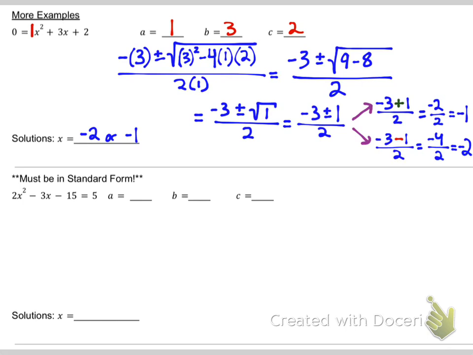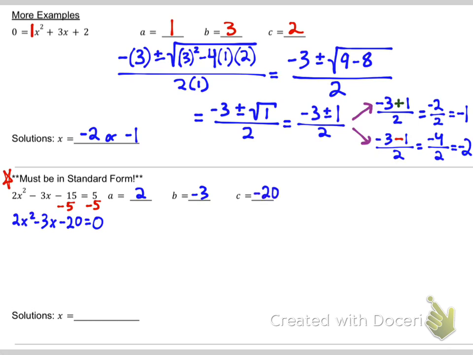For this next one, I just want to remind you guys that this must be in standard form. Notice it is not equal to 0, so we've got to set it equal to 0. In order to do that, we can't just change the 5 to 0, but we can subtract 5 from both sides. So let's subtract 5 from both sides. That gives us 2x squared minus 3x minus 20 equals 0. 2 is our A, negative 3 is our B, and negative 20 is our C.